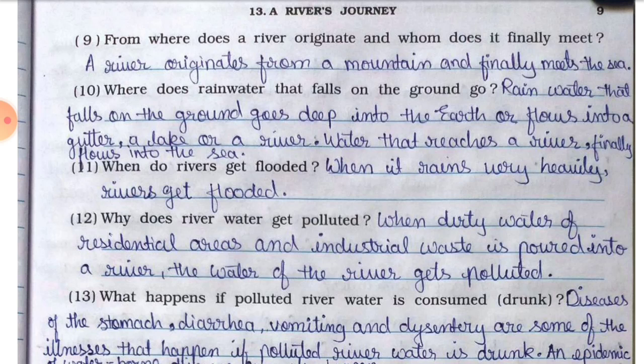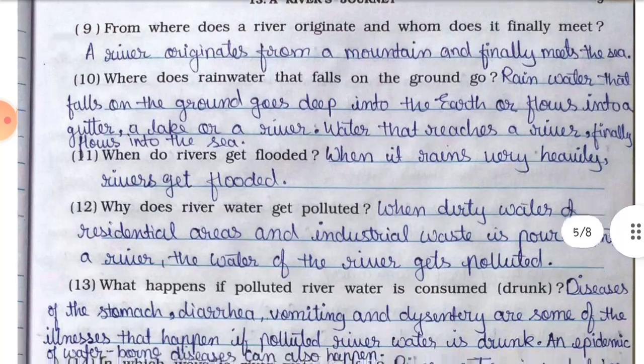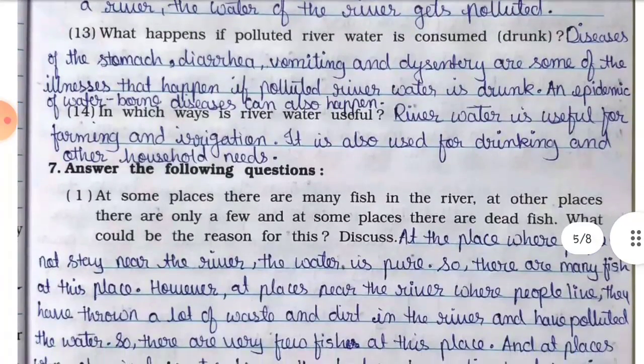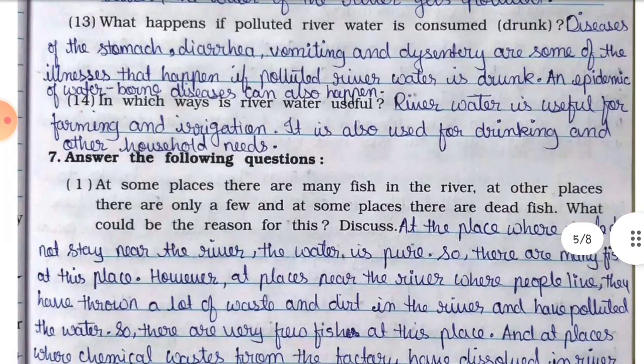Number 11. When do rivers get flooded? Answer. When it rains very heavily, rivers get flooded. Number 12. Why does river water get polluted? Answer. When dirty water of residential areas and industrial waste is poured into a river, the water of the river gets polluted. Number 13. What happens if polluted river water is consumed, drunk?